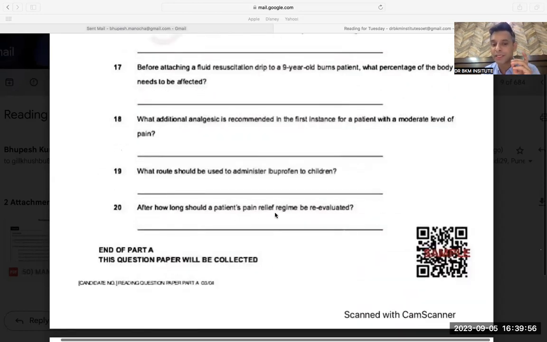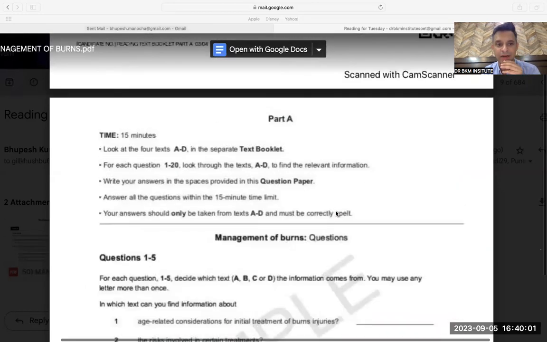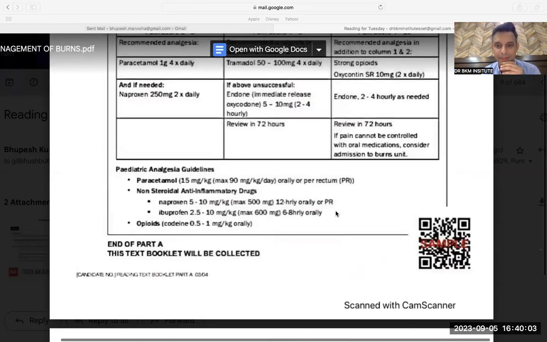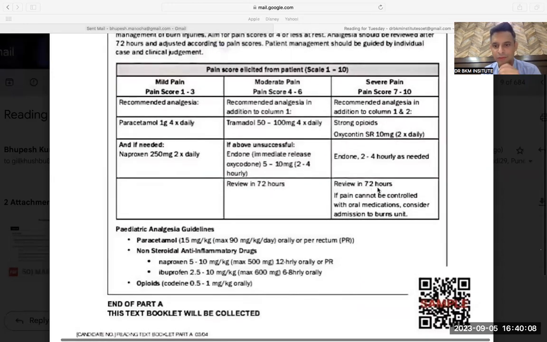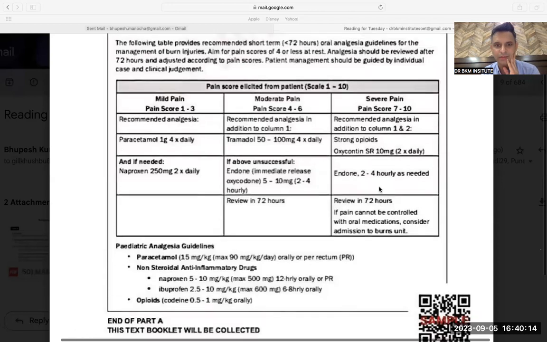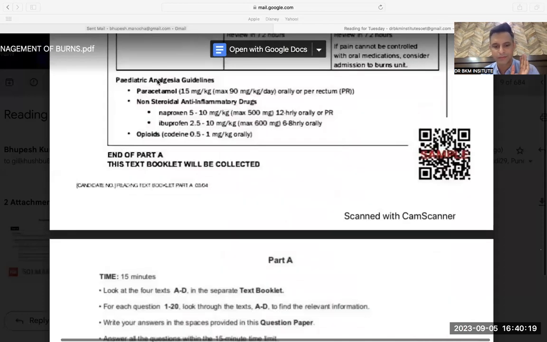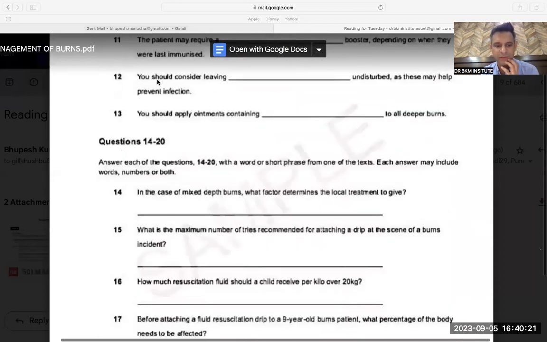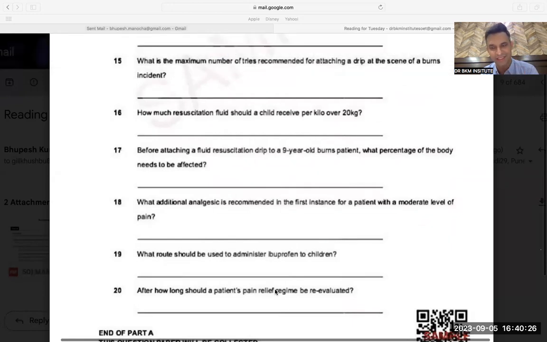After how long should a patient's pain relief regime be reevaluated? After how long? So I need the timing. Review in 72 hours. After 72 hours or after 3 days. 72 hours is a better word to be written. And it is also given that analgesia should be reviewed after 72 hours. That is what they are asking. The word analgesia is also given. Patient's pain relief regime means analgesia. So these 2 questions were very easy.